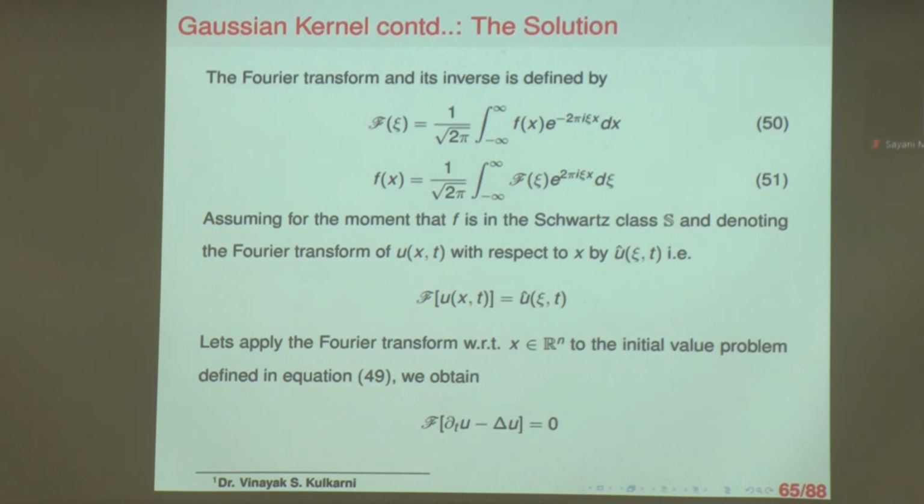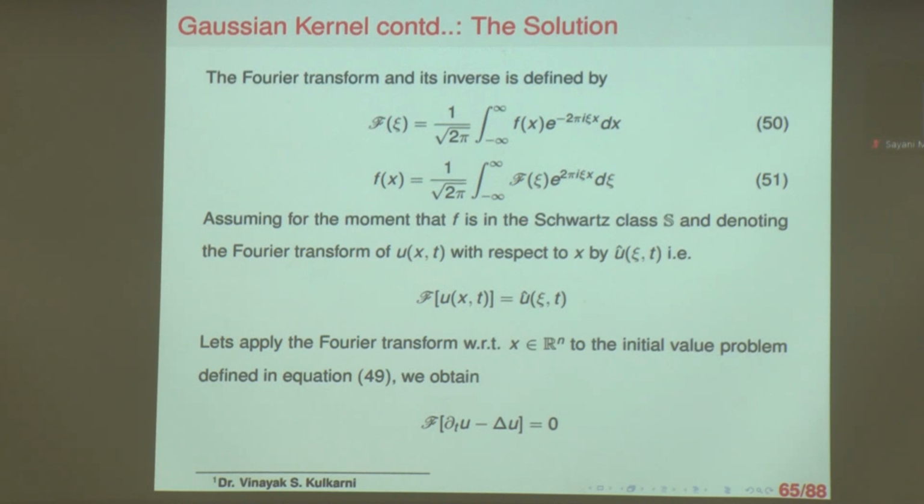Now the kernel is slightly changed. This type of kernel we can also consider for solving these Dirichlet type problems. So e to the power minus 2 pi i xi x. This particular integral equation represents the Fourier transform, and its corresponding inversion formula is given by equation number 51.